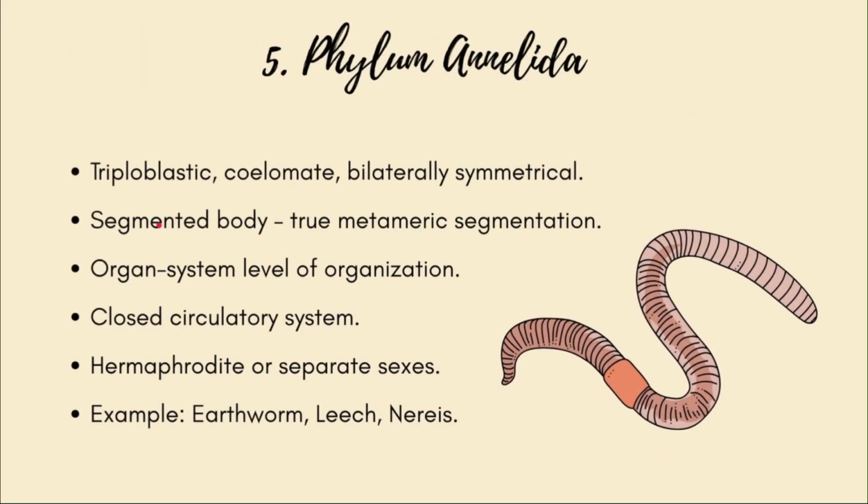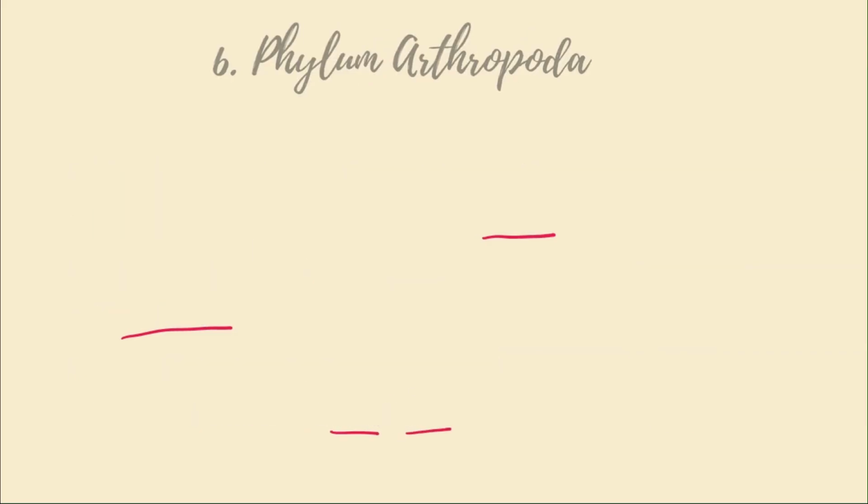Annelids are the first true segmented animals. Their body shows internal and external segmentation. As seen in earthworms, they have a closed circulatory system and a well developed organ system. Some are aquatic, like Nereis, while others, like leeches, are parasitic.